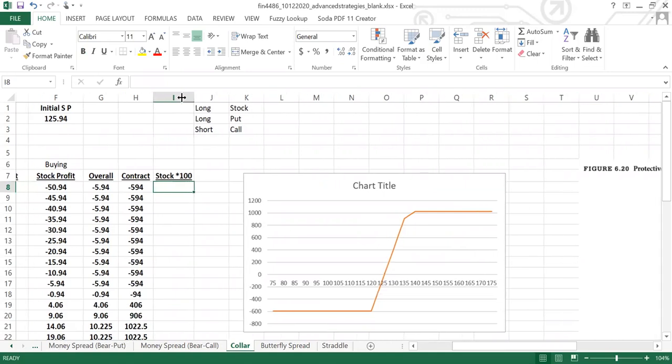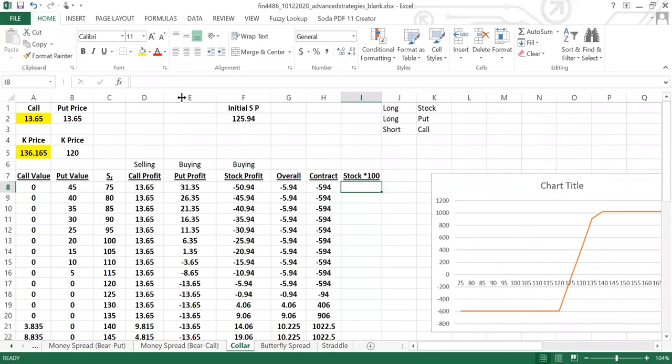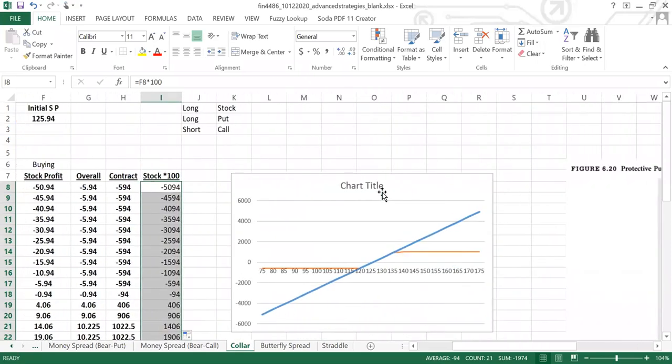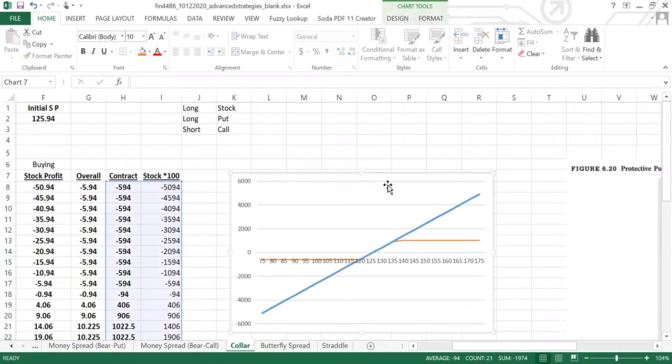Now, we want to compare because in the book you have this in your figure. What would have happened if instead I just invest in the stock? Well, let's look at the stock profits and multiply them by 100 so we can make those two comparable. And let's include them in our chart. So now this completes the same kind of chart you have in the book. Basically, this is the line representing the stock gains or losses, and this is the line representing your collar strategy.